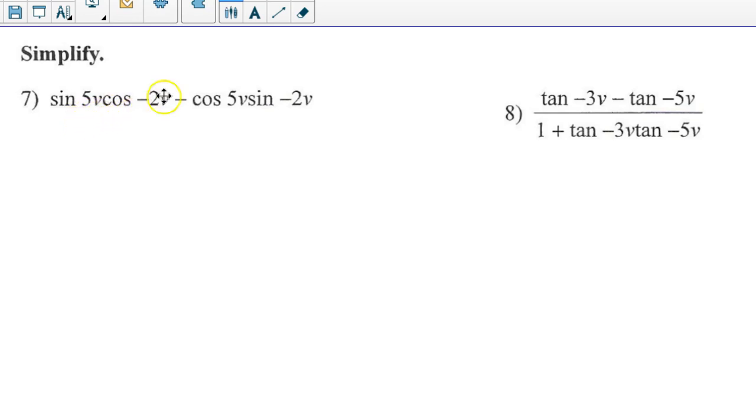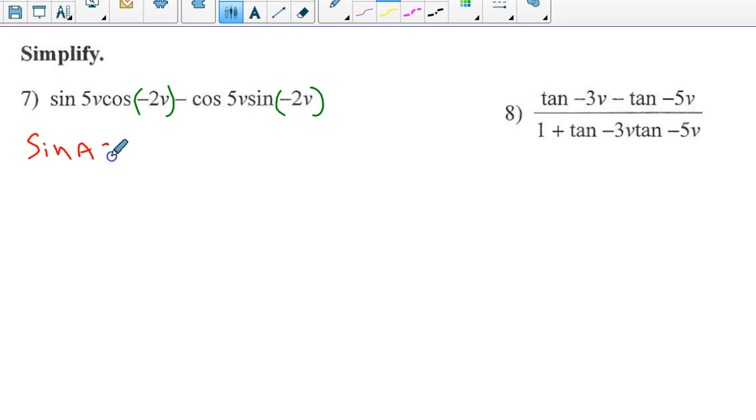Now what if you have an expression like this? Sine 5v cosine negative 2v minus cosine 5v sine negative 2v. How do you do this problem? Let us see. It is also like sine A cosine B minus cosine A sine B, right? So what is the formula? Sine A cosine B minus cosine A sine B.